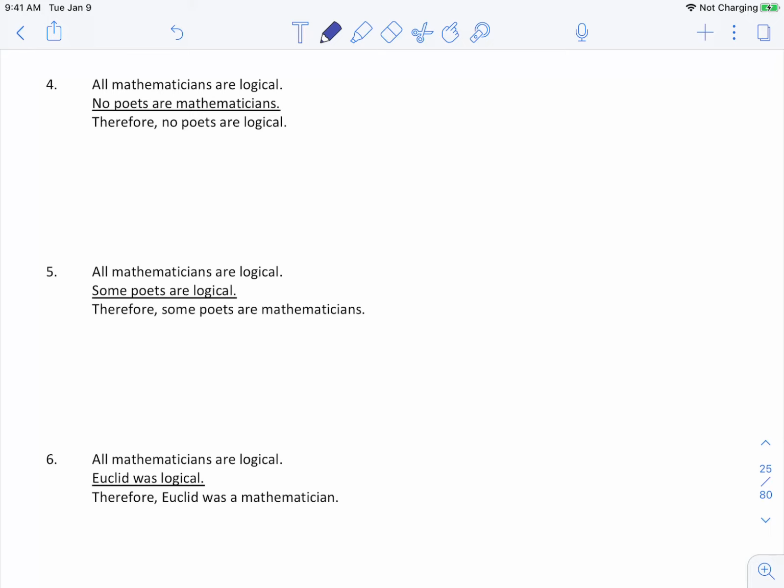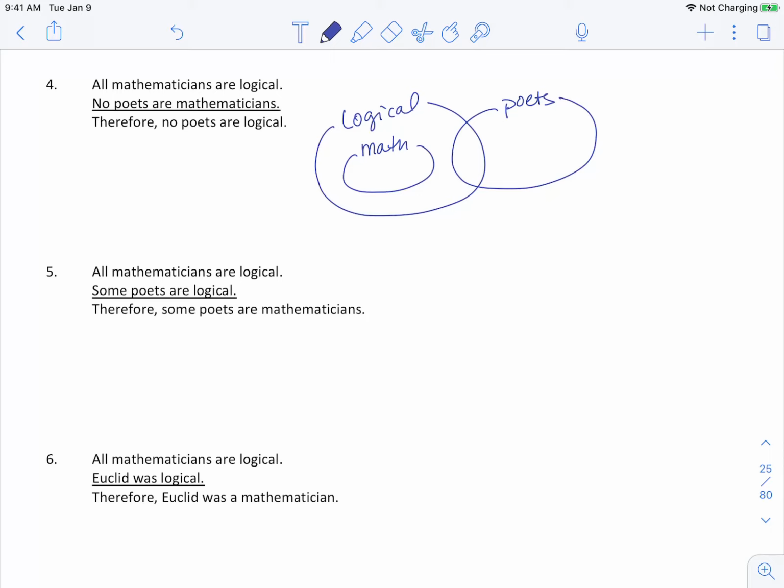Okay, so we have all mathematicians are logical. So again, we have mathematicians completely inside logical. Then we have no poets are mathematicians. So I can draw like this. So no poets are mathematicians. There's no overlap there. Therefore, no poets are logical. But we can see I can draw the picture this way where there are some poets that are logical. So this one is an invalid argument because we were able to draw a counterexample.